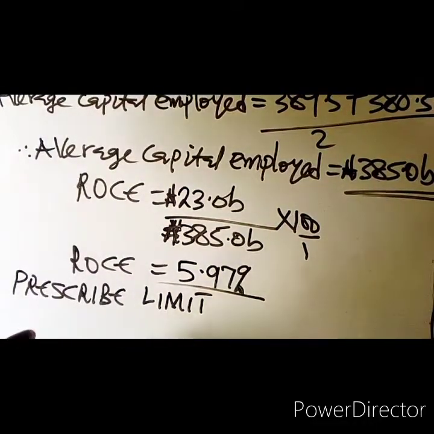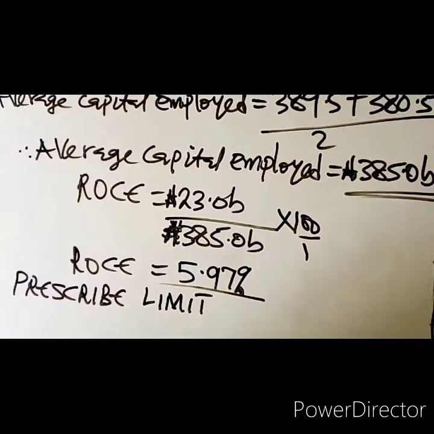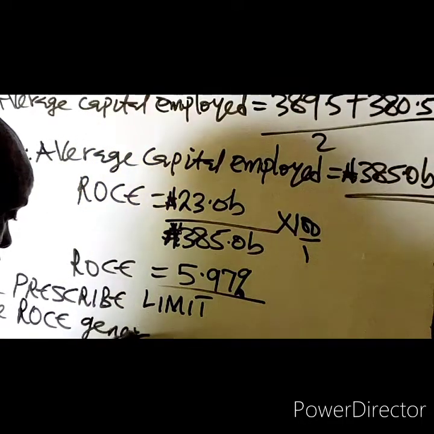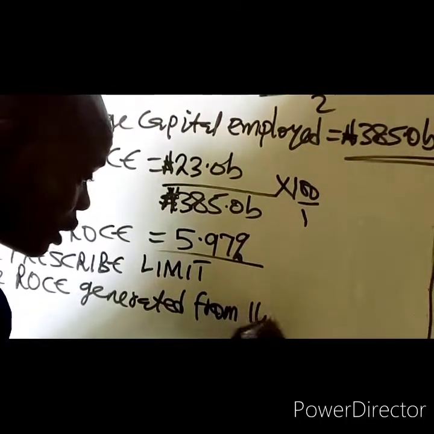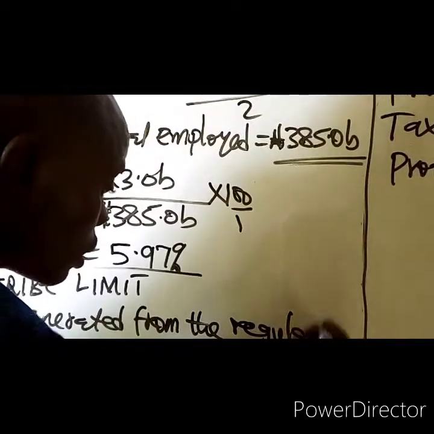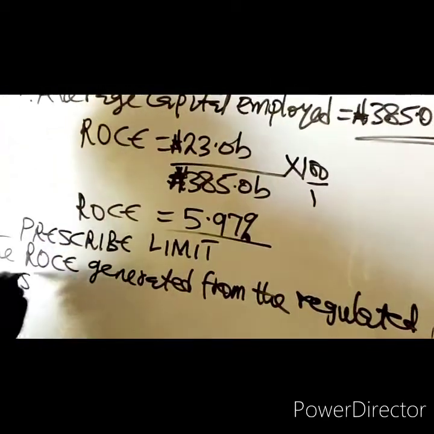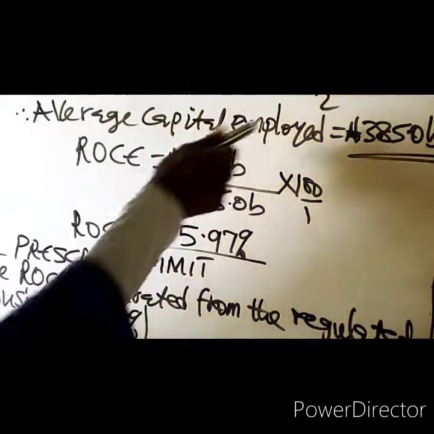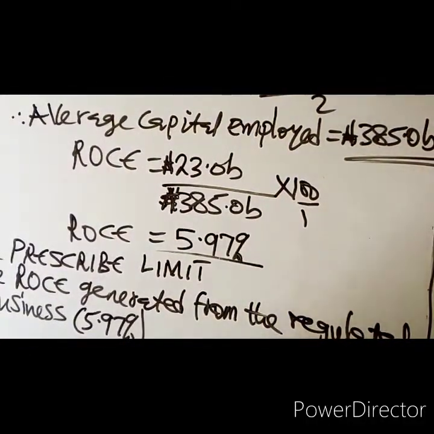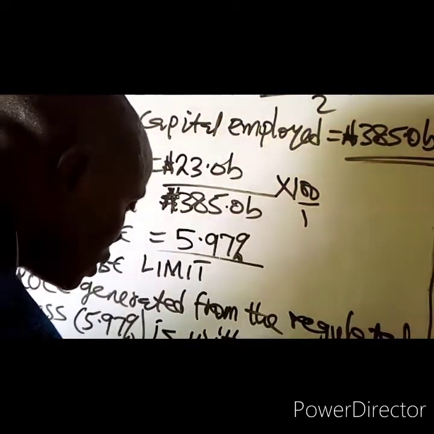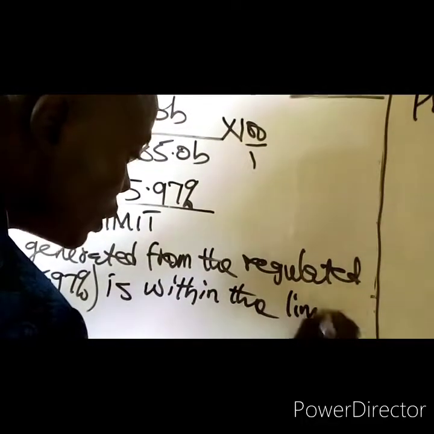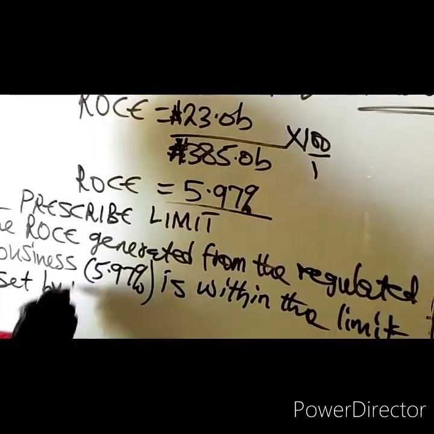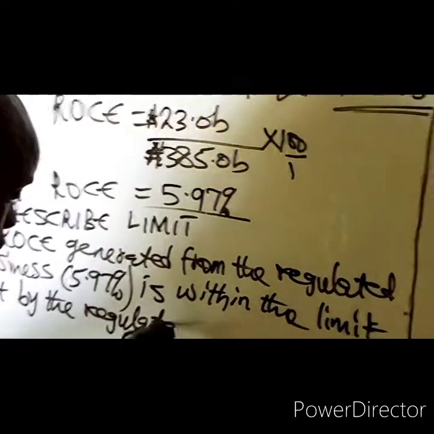On the basis of this, the ROCE generated from the regulated business of 5.97% as computed is within the limit set by the regulator, that is 6%.